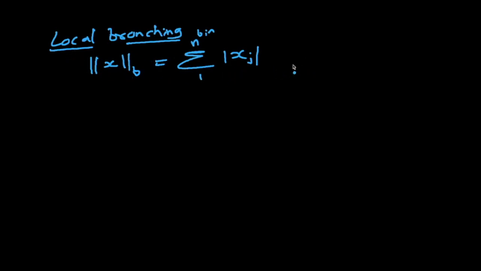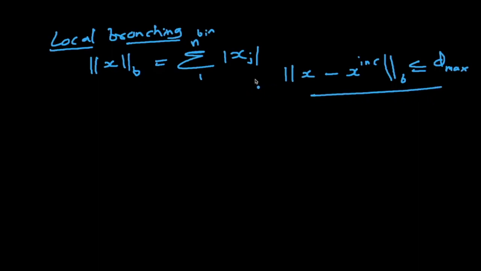And the idea behind local branching is very simple. Let's say I have an incumbent solution, right? I want to keep my x not so far from my incumbent solution as per the binary norm. This should be less than or equal to some d max, some distance, right? So that's the idea. Let's say d max is 4, then I'm allowed to modify up to 4 binary variables, 1, 2, 3, 4. And the fifth one, if I try to modify it, then it falls out of the neighborhood, right? So that's the idea.